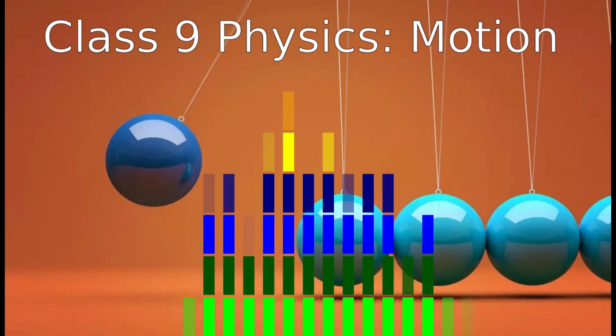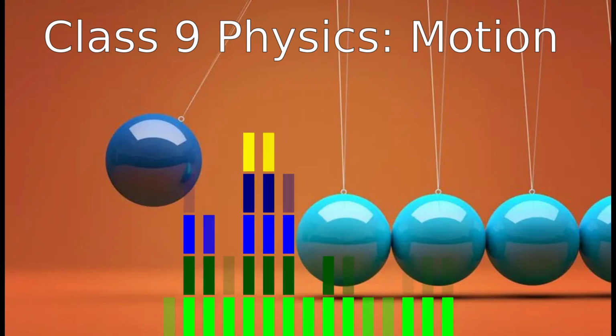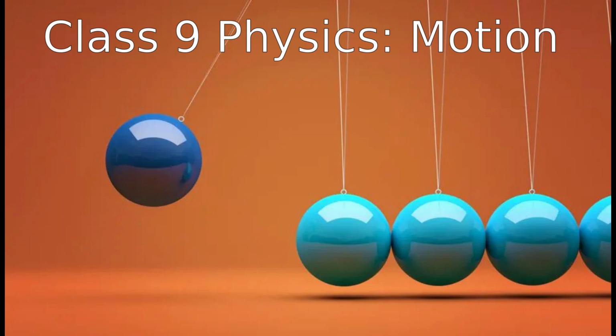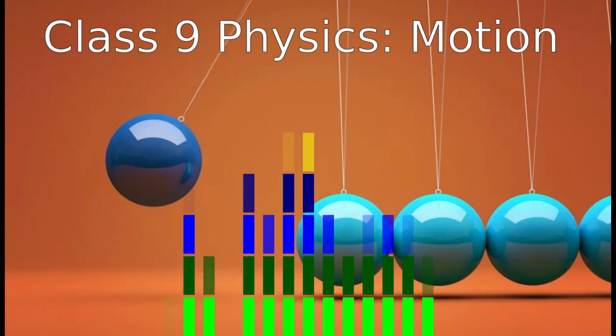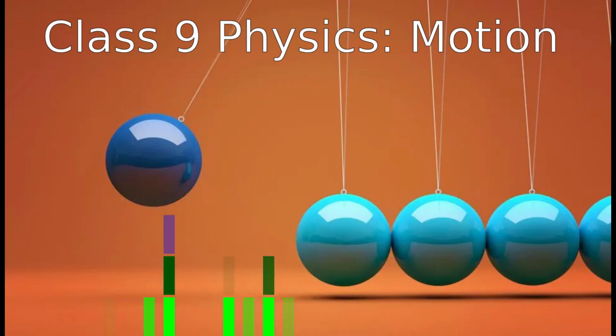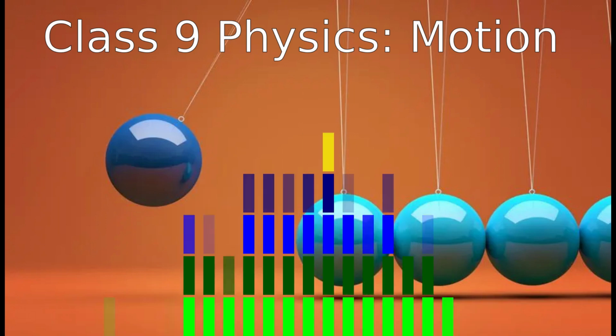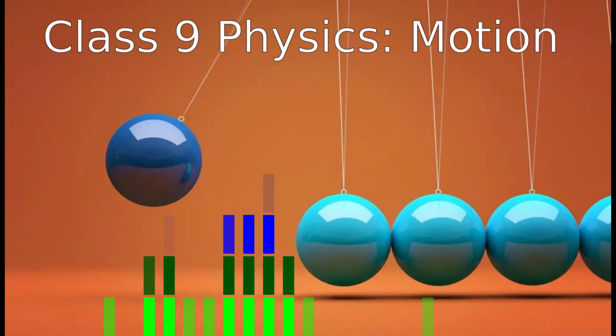Uniform speed. Equal distance covered in equal amount of time is known as uniform speed. Non-uniform speed. Unequal distance covered in equal amount of time is non-uniform speed. Average speed. The value of total distance covered per unit total time taken is known as average speed. Instantaneous speed. The speed of a body at a particular time is known as instantaneous speed.